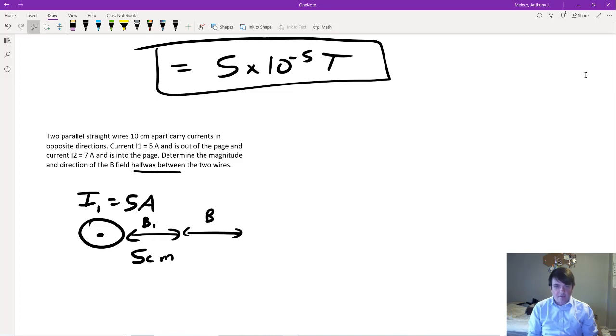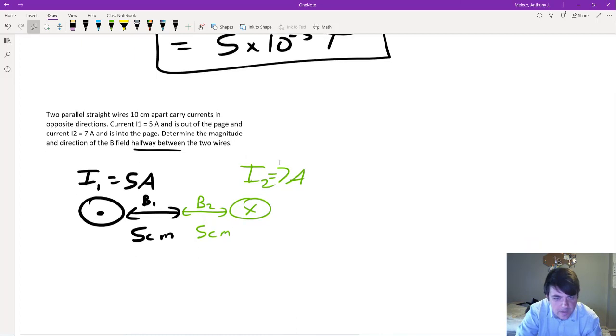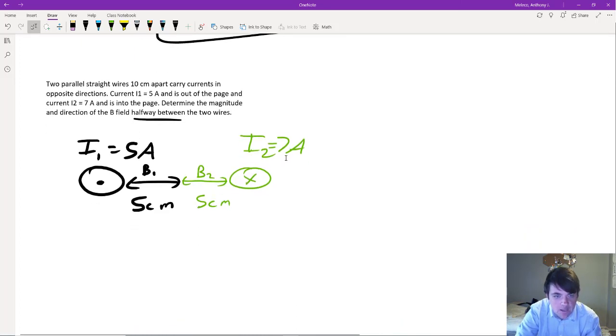You then have this guy right here. Let me use different colors. Let's use green. B2 would also be 5 centimeters away. And this wire is into the page. So I2, 7 amps, into the page. We want to determine the magnitude and direction halfway between.